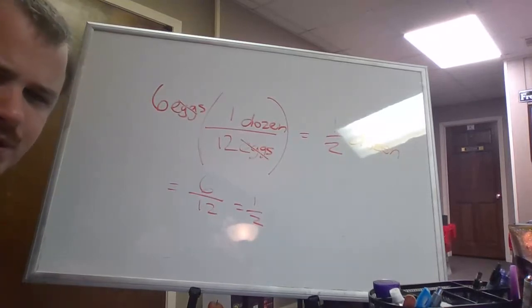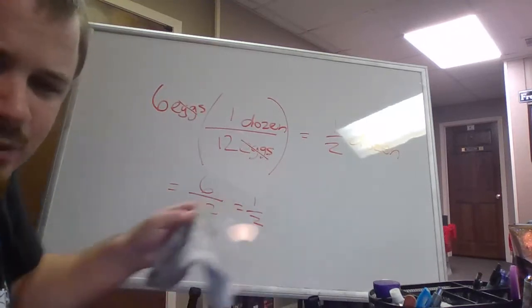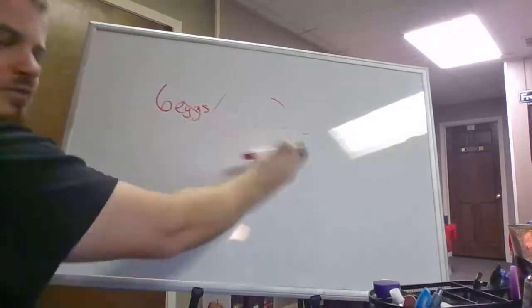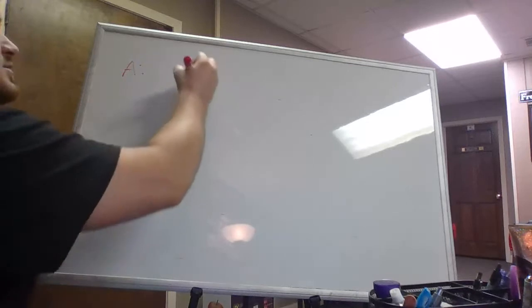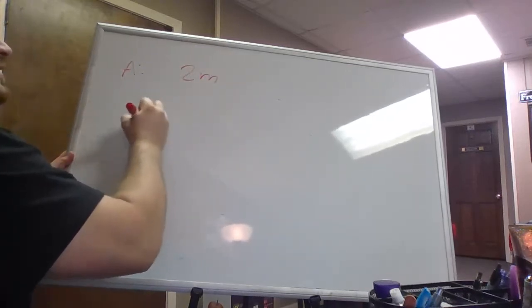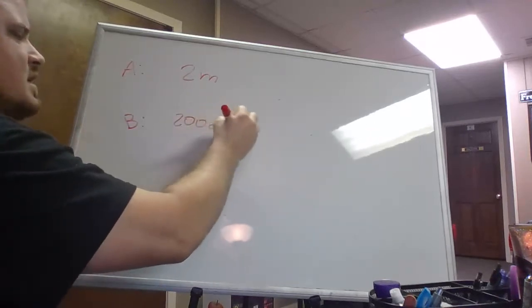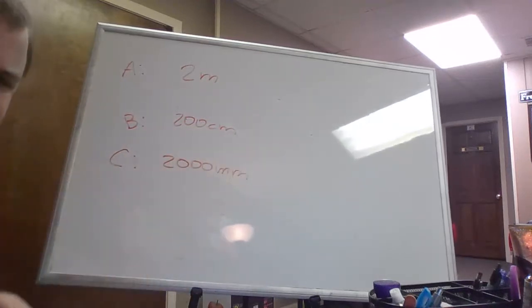Let's go to another example. So we have 3 different people measure the length of an object. So what we have here, there's 3 different groups. Group A measures the object to be 2 meters. Group B measures the object to be 200 centimeters. And then group C comes up with 2,000 millimeters.